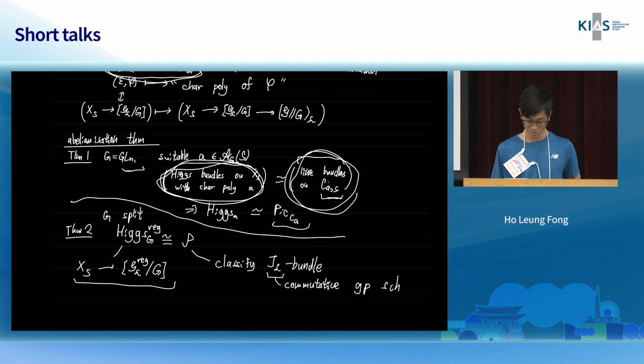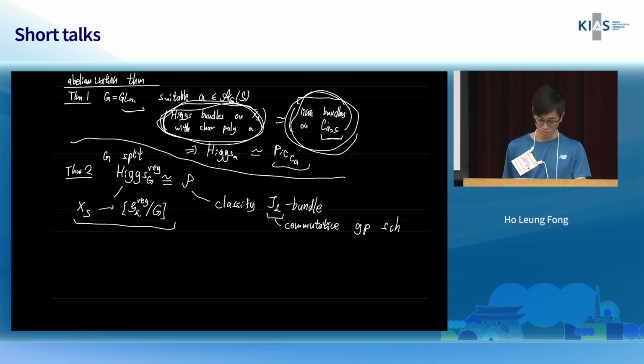So again, you relate something possibly non-abelian, like this Higgs_G, with something more abelian. So presumably it's more manageable. And there's actually also an abelianization theorem for a local analog of Higgs_G, which is called the affine Springer fiber. Yeah, I think that's all I want to say. Thank you.